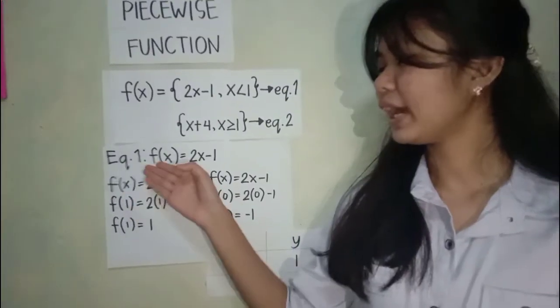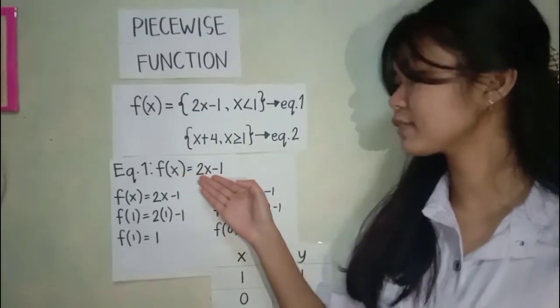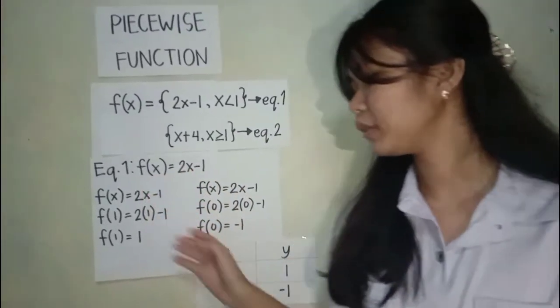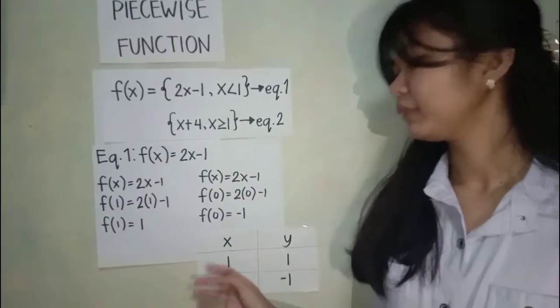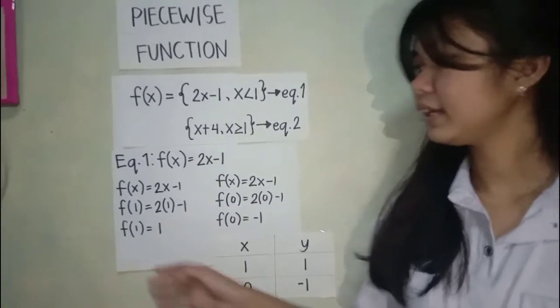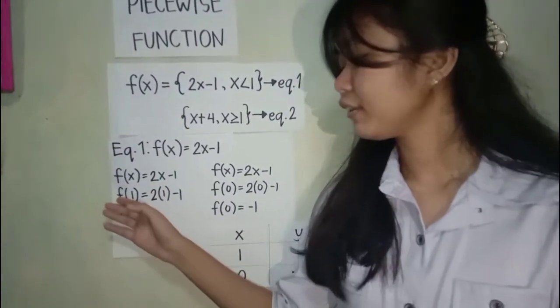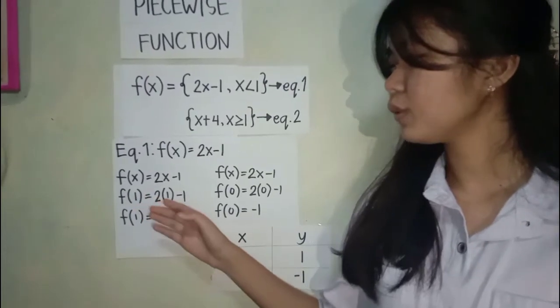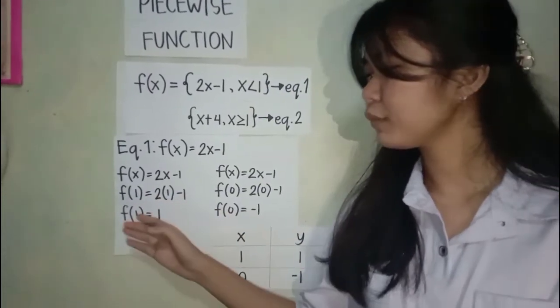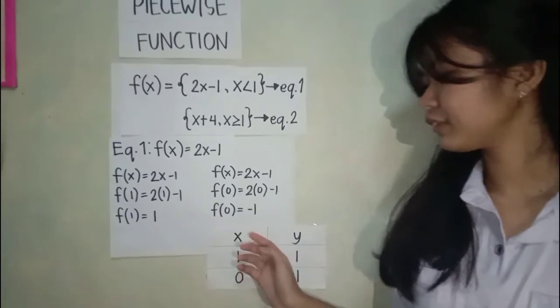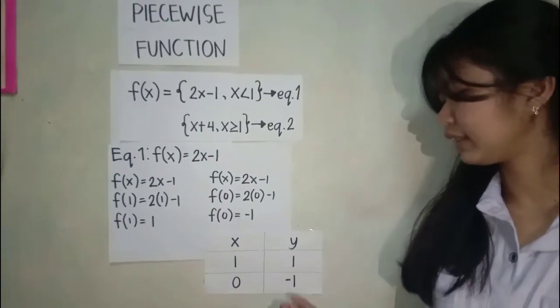In equation 1, f of x equals 2x minus 1. To get the value of f of x, we will use a table of values. If x is equal to 1, we will substitute it. F of 1 equals 2 times 1 minus 1. F of 1 equals 1. And if the value of x is 0, we will get negative 1.